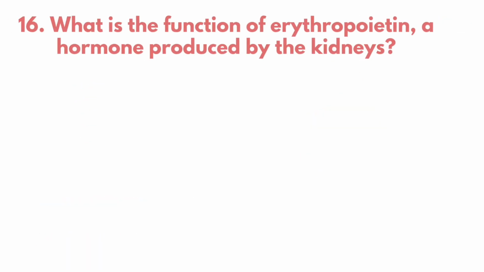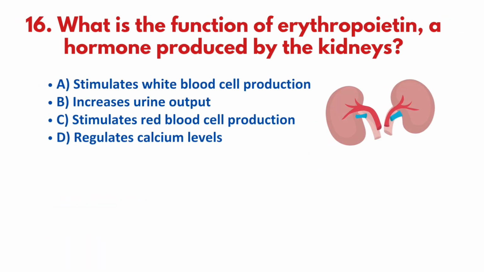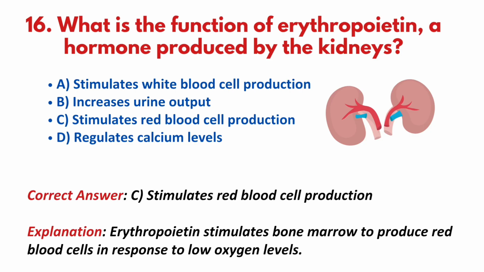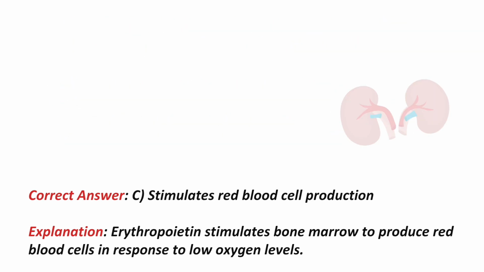Next question. What is the function of erythropoietin, a hormone produced by kidney? Options: stimulate the white blood cell production, increases the urine output, stimulate the RBC production and regulate the calcium level. And the correct answer is option C, stimulate the RBC production. Erythropoietin stimulates the bone marrow to produce the red blood cells in response to low oxygen level. So the correct answer is option C.